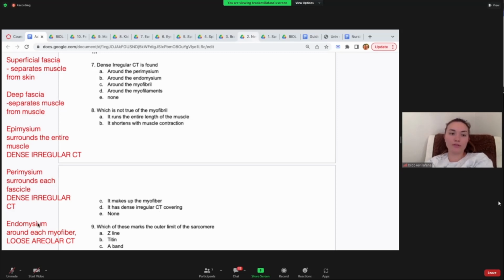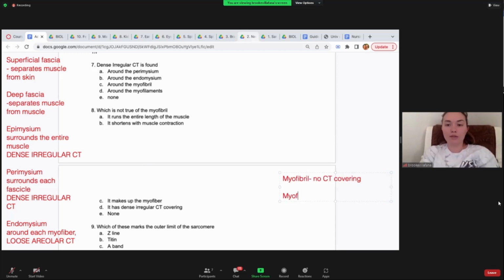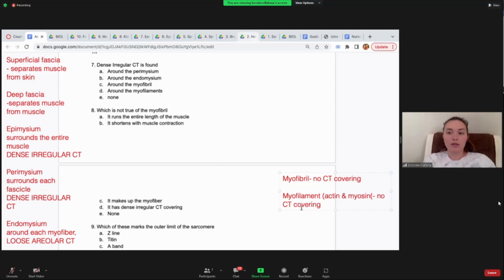So if you look on the left-hand column, we talked about muscle from skin, muscle from muscle, the muscle itself, the fascicle, the myofiber, and then you know that there are 2 more categories, right? After the myofiber, we go to the myofibril. This has no connective tissue covering, and then the myofilament. The myofilament has no connective tissue covering. Myofilament is actin and myosin. Does that make sense? So our answer to number 8 would be D, because it does not have dense irregular connective tissue covering or any covering, so that's not true.